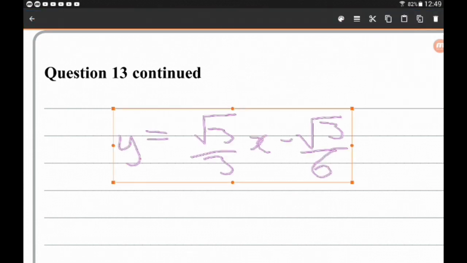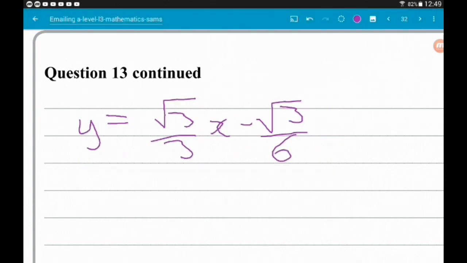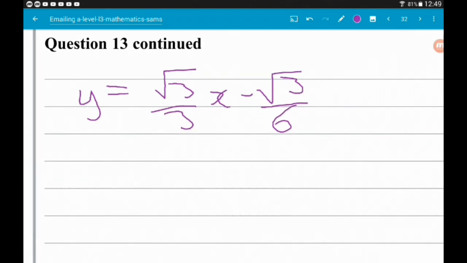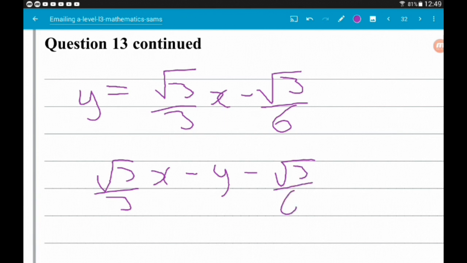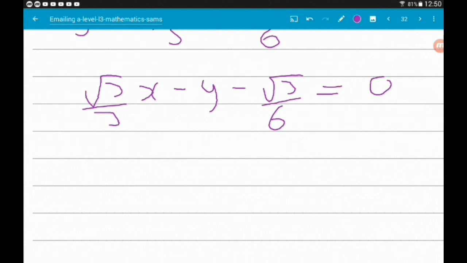Okay, so first thing we're going to do is minus y from both sides. So that would give us root 3 over 3x minus y minus root 3 over 6 is equal to 0. Okay, now we can go through this and do it really carefully.